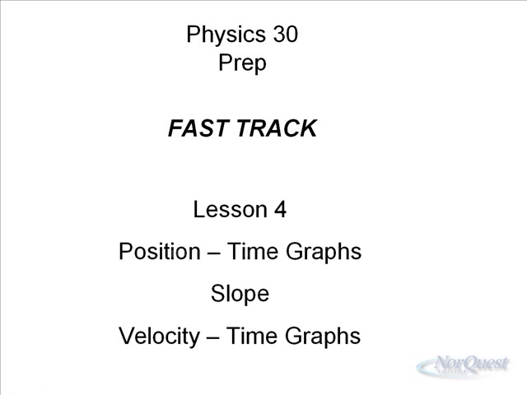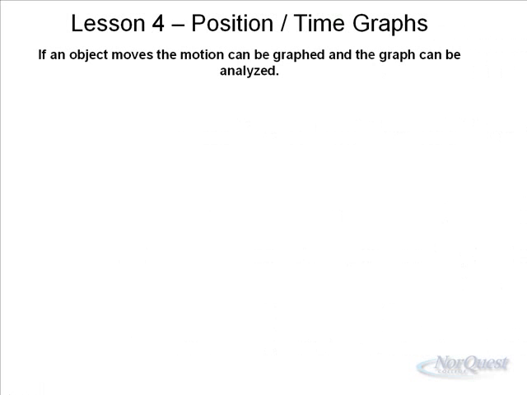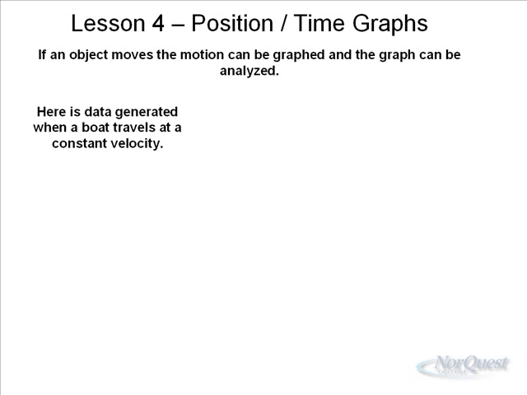In the previous lesson, we looked at the difference between speed and velocity. When an object moves, the motion can be graphed and the graph can be analyzed. This will often tell us a little bit more about the speed, the velocity, the displacement, or the acceleration of an object. Here's data generated when a boat travels at a constant velocity.